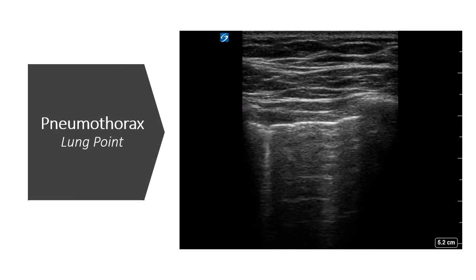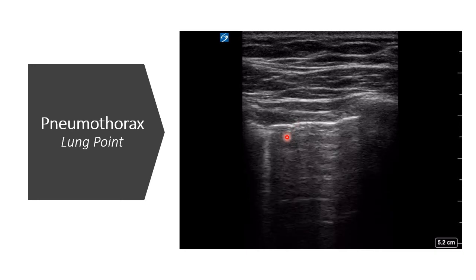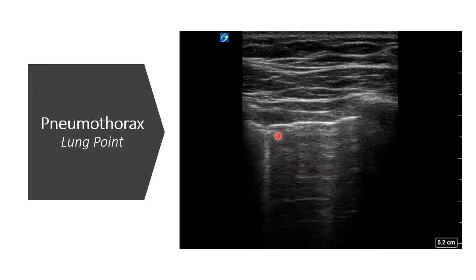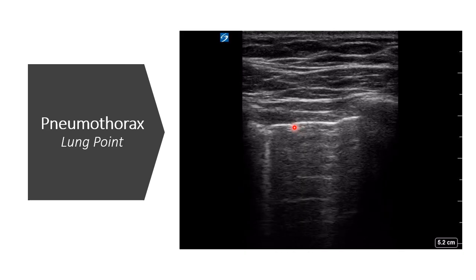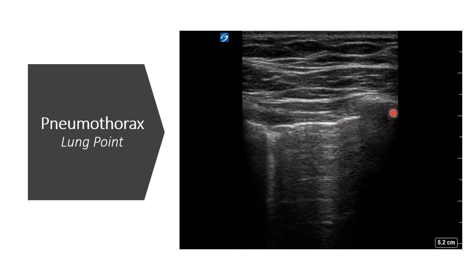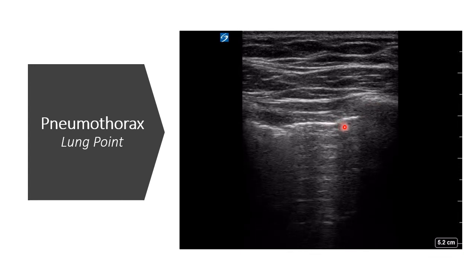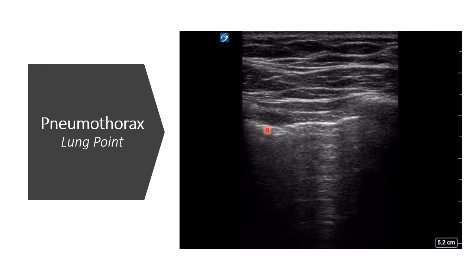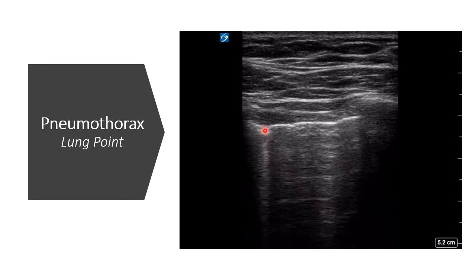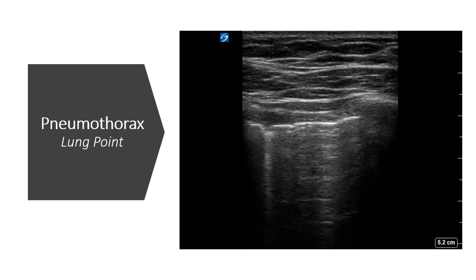Here you can see the lung point, which is pretty obvious. It happens right here, and what's happening is that you're seeing lung sliding on this portion of the image, and then you're seeing the absence of lung sliding on this portion. So the pneumothorax is over here, and then at the point that the pneumothorax no longer exists, the visceral and parietal pleura are now adjacent to each other, and you're actually seeing lung sliding. So this is called lung point.